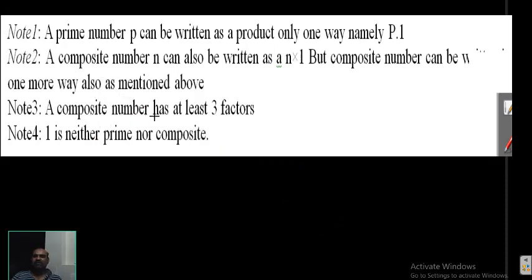A composite number has at least 3 factors. Okay, this is important, Nana. One is neither prime nor composite. One is neither prime nor composite. Definition of prime number or composite number: p is said to be prime or composite, it should be greater than 1.